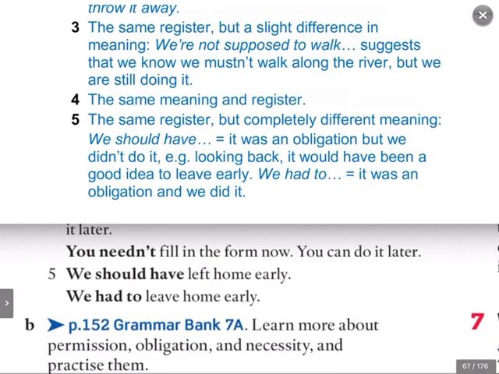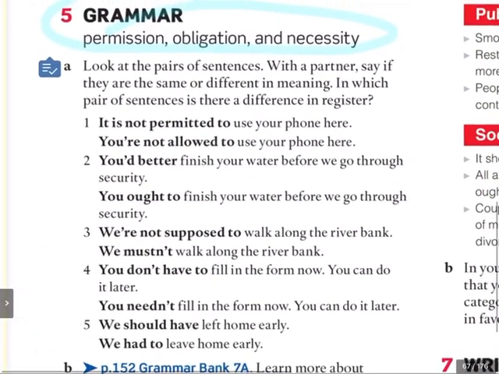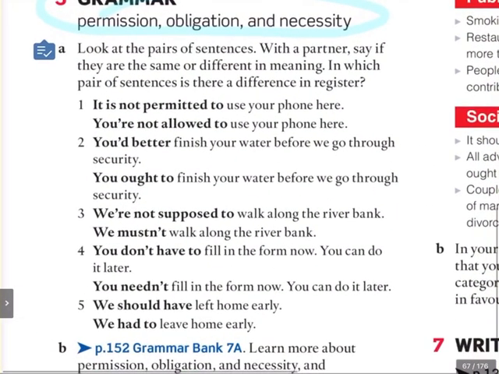Well, we should have means it was an obligation, but we didn't do it. No deberíamos de haberlo hecho, pero no lo hicimos. For example, looking back, it would have been a good idea to leave early. And we had to, it was an obligation and we did it. No tuvimos que hacerlo y lo hicimos. No? So there you have some sentences with permission, obligation, and necessity.